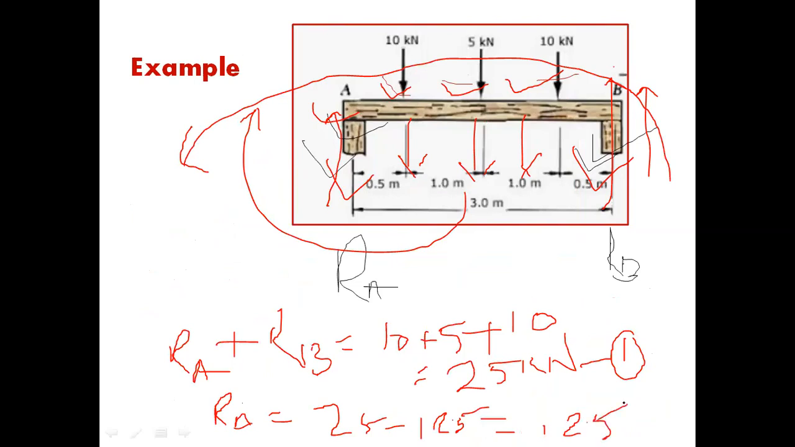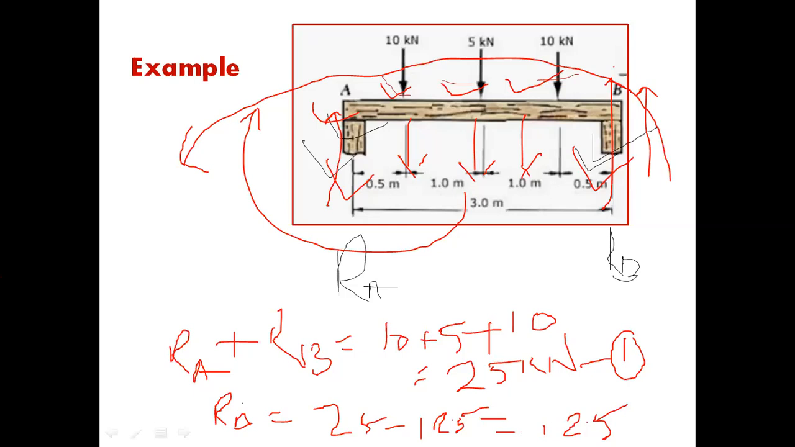So I think you have understood how to find out the reactions RA and RB. It is a simple way. First of all, we take a moment about any point. Say here I can take a moment about point A. Also you can take a moment about point B. Then you can get the same value.